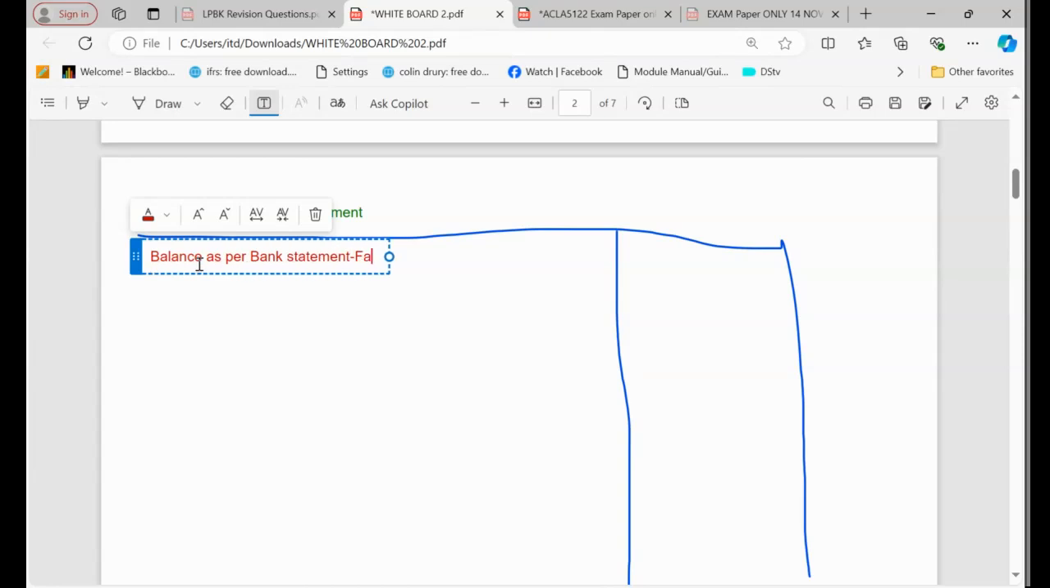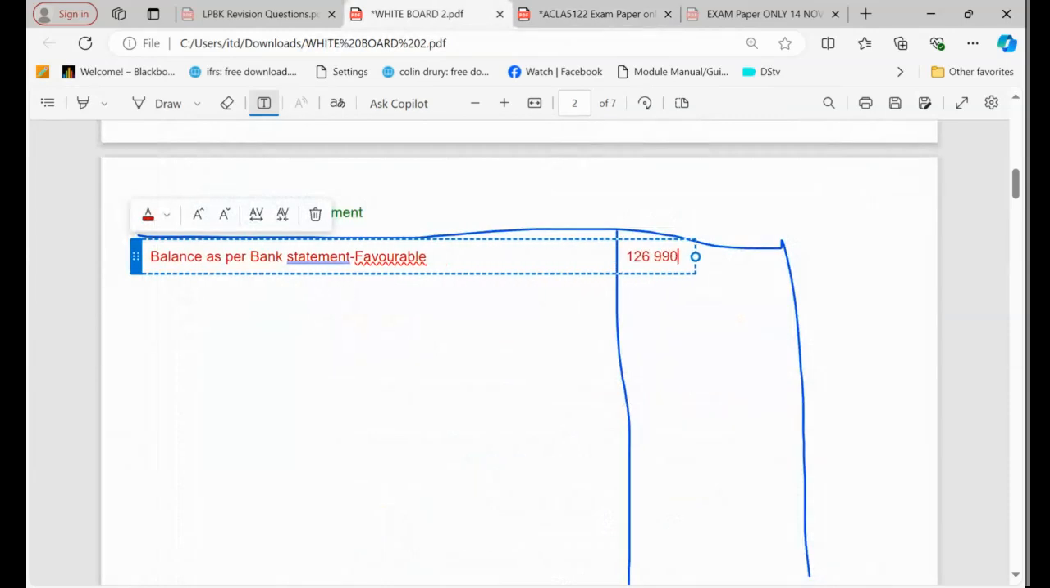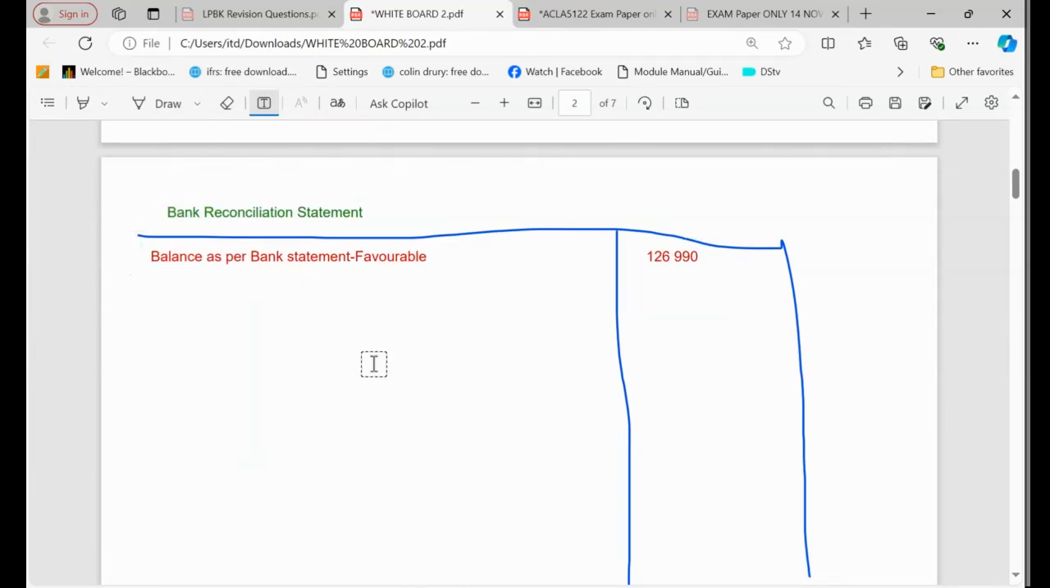They won't penalize you, just write favorable because we know that it's favorable. And how much is it? 126 something if I'm not mistaken, but I'll go and check. It told us that, 126.9. Yes, 126,990. We don't have to put brackets because it's favorable.